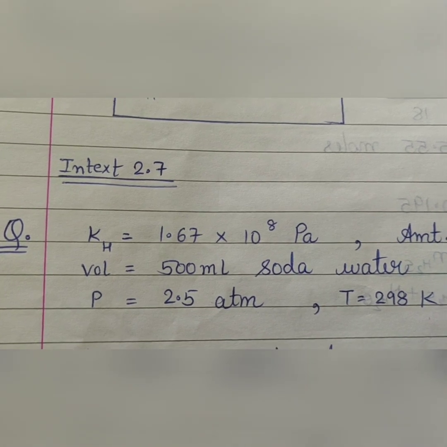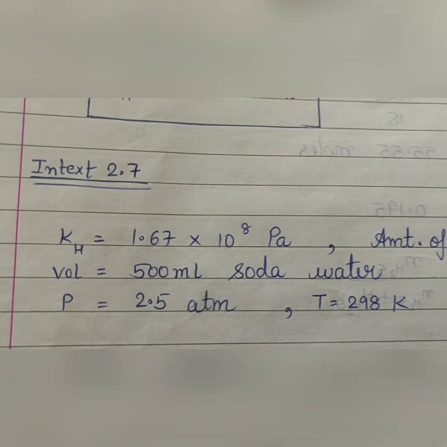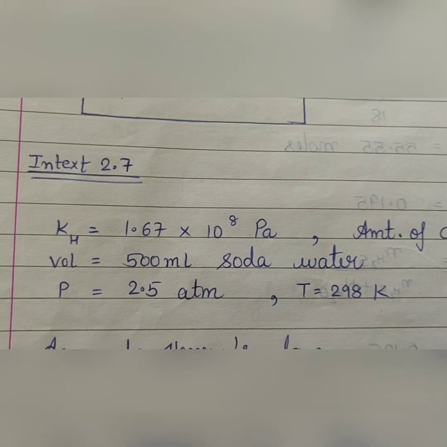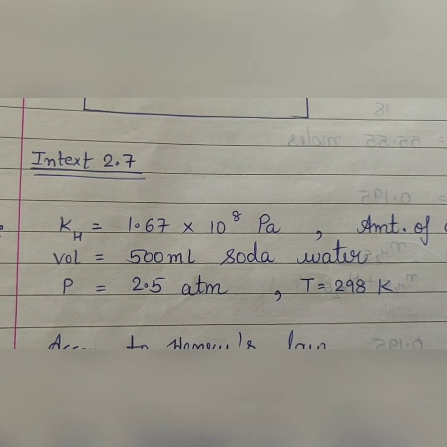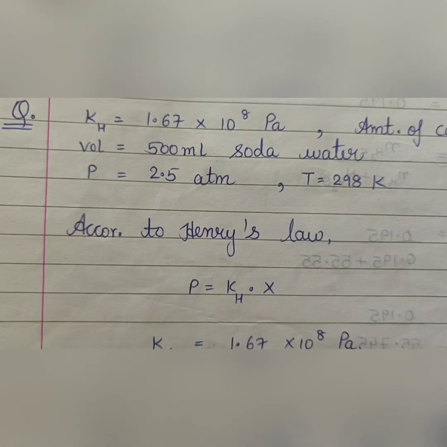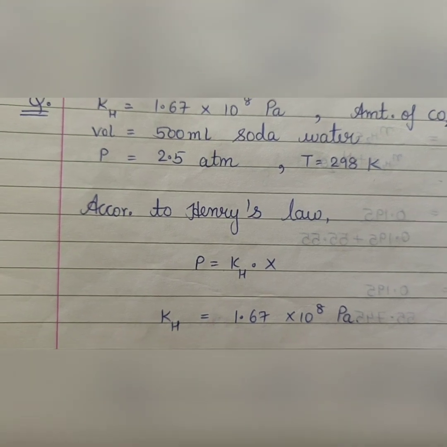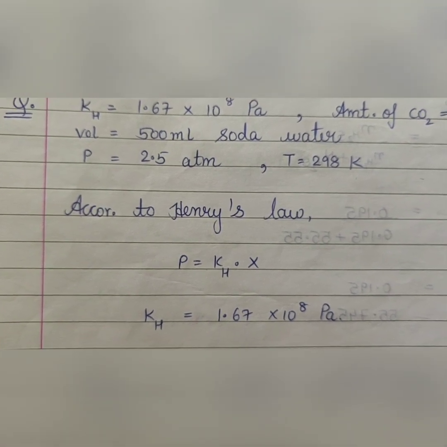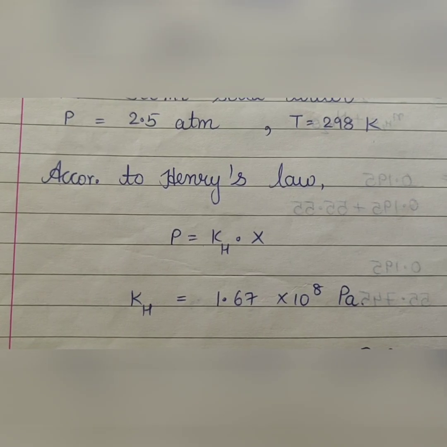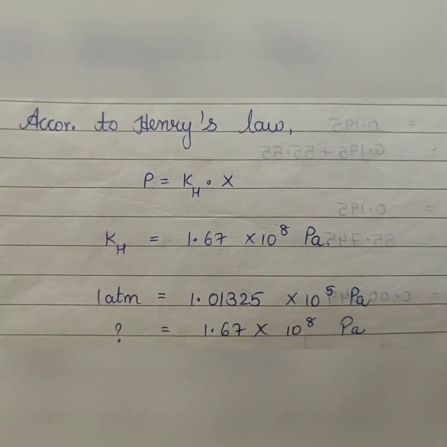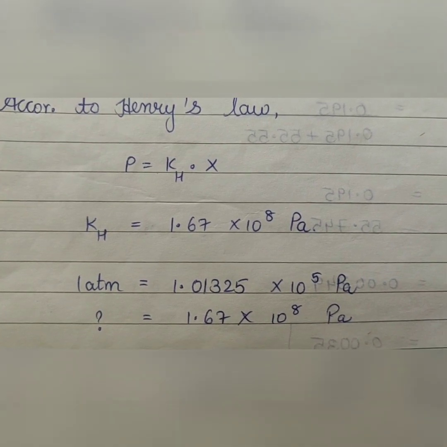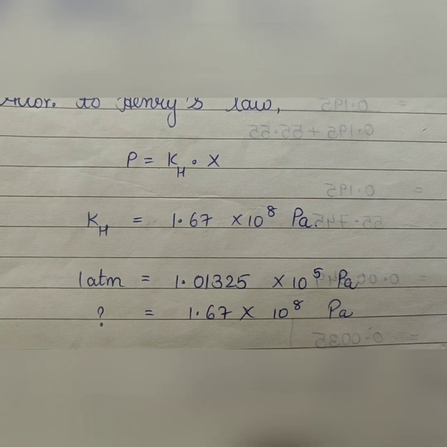So on mentioning the data, KH is given 1.67 into 10 raised to 8 Pascal. Amount of CO2 we need to find. Volume is given, 500 ml of soda water. Pressure we are given 2.5 atmospheric pressure, and temperature is 298 Kelvin. Now according to Henry's law we know P is equal to KH into X, and KH value is given in Pascal. We need to convert it to atmosphere because we are having pressure in atmosphere, right? So we'll first convert it into atmosphere. So 1 atmosphere is 1.01325 into 10 raised to 5 Pascal. You can also take 1.013 into 10 raised to 5 Pascal.